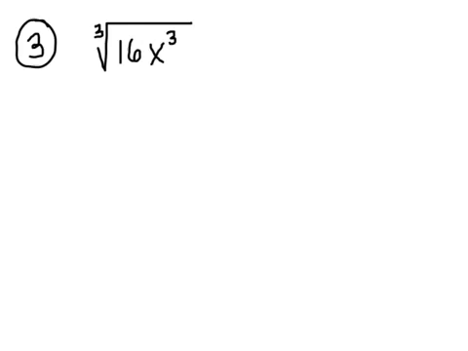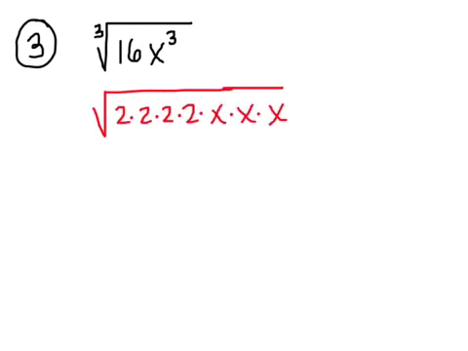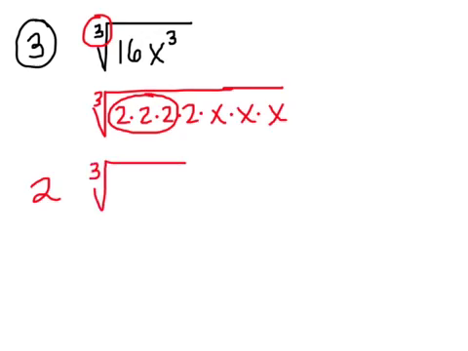Finally, we can look at this last one. If we broke this down, it would be 4 2's and 3 x's. And we need groups of 3 before they can come outside the radical. So here's a group of 3. We put a 2 outside the radical, and that's a cube root radical. And then we have 3 x's, so we can put an x outside the radical, and that's an x to the first power. And the leftover 2 has to stay inside the radical.